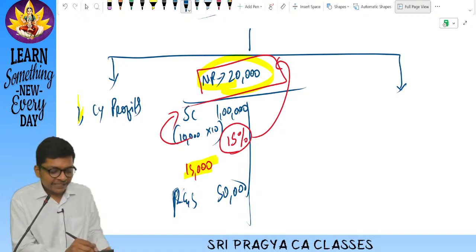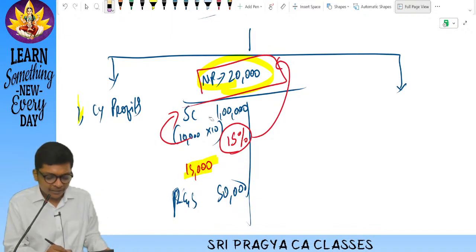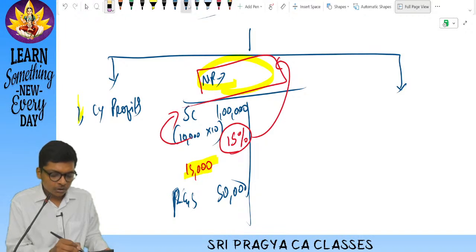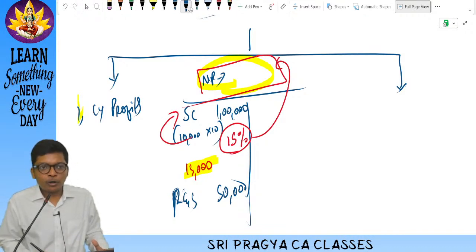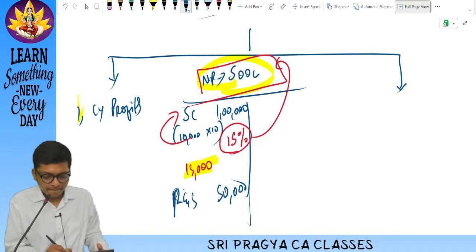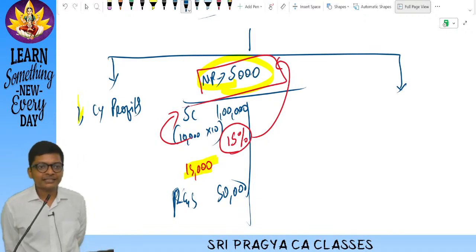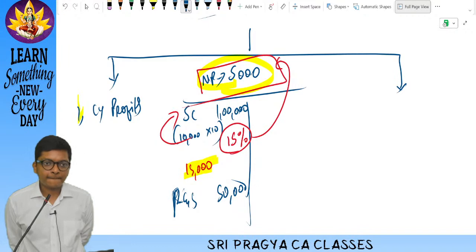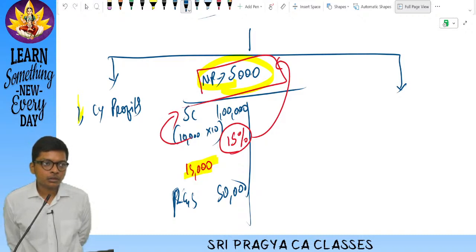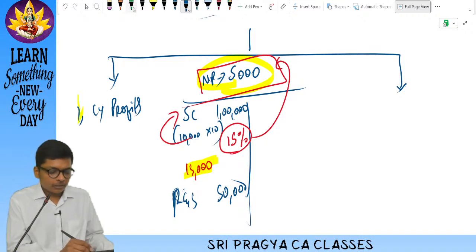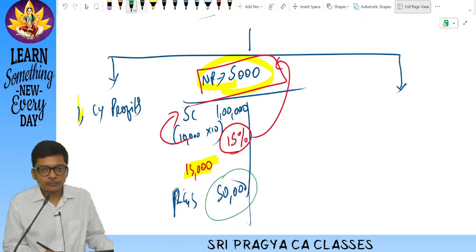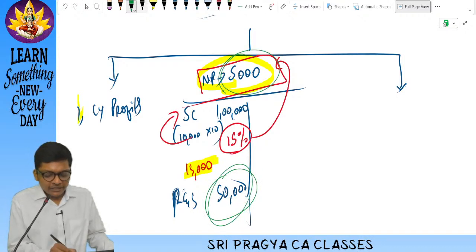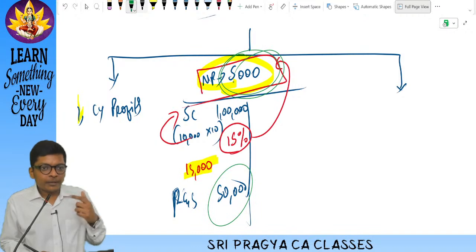Now, I am going to change the example for everybody. Current year net profit is 5,000. Everything else remains the same. Can they declare 15% dividend? 15,000. Can they declare dividend? That means they will use previous year fully or how much? 5,000 from current year, 10,000 from.